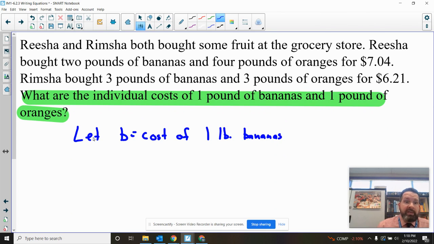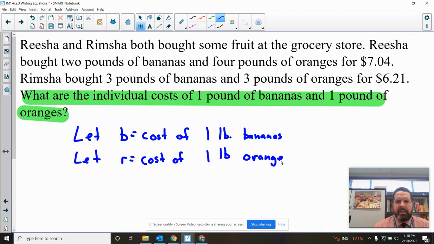And a pound of orange. I don't know that either. So now here's the thing. I don't want to use O for oranges. You can, but I don't like to write O because it looks like a zero. I'm going to use R instead. Really, which letters you use doesn't make any difference. So if your letters are different than mine, then that's okay.